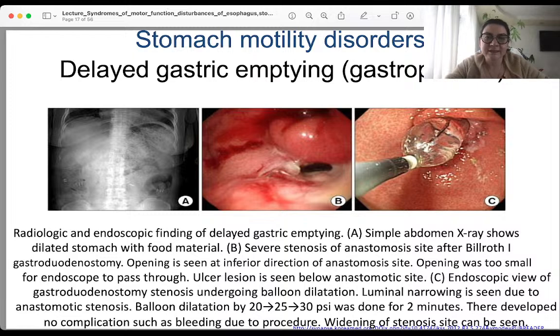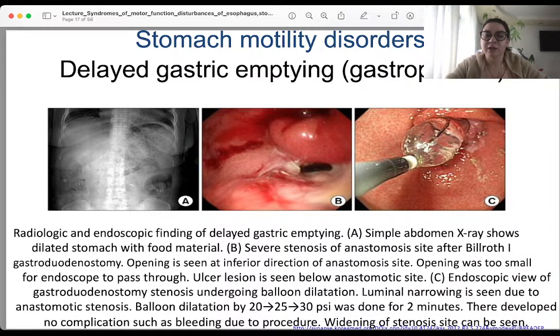On picture B, it is severe stenosis of the anastomosis site after Billroth 1 gastroduodenostomy. It is an iatrogenic post-operative complication with obstruction of the gastroduodenal junction. Yes, and you see on picture B how narrow, how small this connection is between the stomach and intestine. The opening is seen in the inferior direction of the anastomosis site. On picture C, it is an endoscopic view of gastroduodenostomy stenosis undergoing balloon dilation. On picture C, we see treatment of this situation with balloon dilation of this narrowing, of this obstruction.